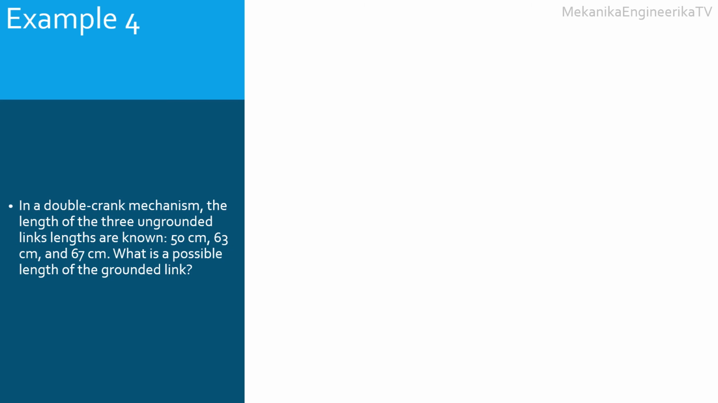In the fourth example, we are going to find the length of the ground of a double crank mechanism, if the three ungrounded bars are 50 cm, 63 cm, and 67 cm long. The mechanism is double crank, thus, the shortest link is the ground. Thus here we are going to find a possible value of S. Finding a possible value of the grounded link's length means finding a possible value of S.